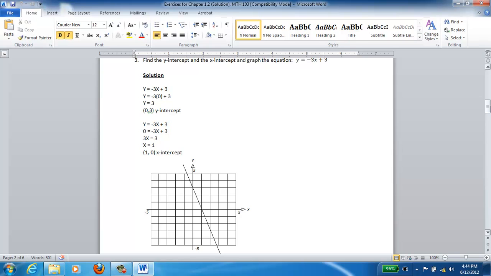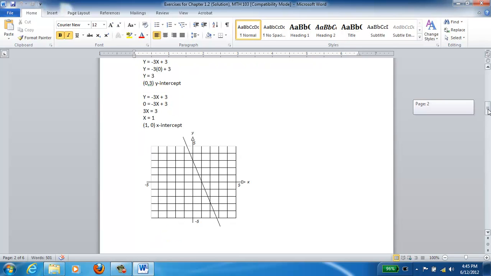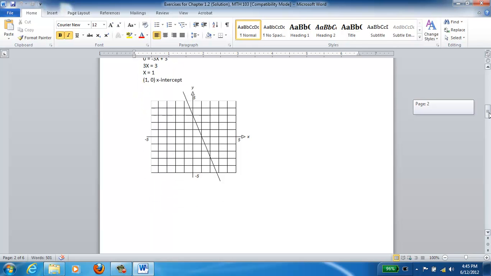Then let y equals 0, substitute y equals 0 into the equation. That gives us the point x equals 1. The point (1, 0) is the x-intercept. If you plot both of those points, (0, 3) and (1, 0), on the Cartesian plane and connect them with a straight edge, you'll get a representation of the graph of that line.